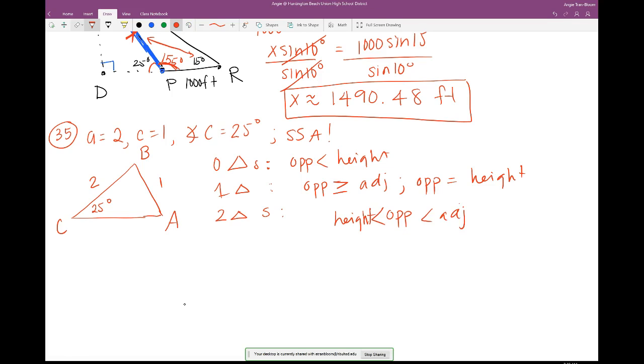Perfect. So let's decide whether it's 1 triangle or not. Because if it's 1 triangle, then I don't have to find the height. Does that make sense? Okay. Well, maybe I do. First, let's check. Is the opposite greater than or equal to the adjacent? No, so cross that out. Then the rest, I do need to find the height. How do I find the height? Sine of 25 degrees equals h over 2. Great. So h is 2 times sine of 25 degrees, which is about how big?